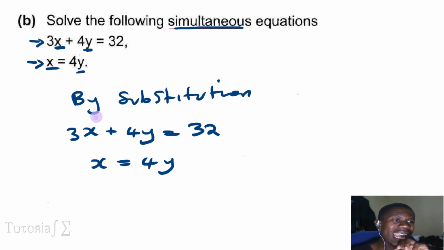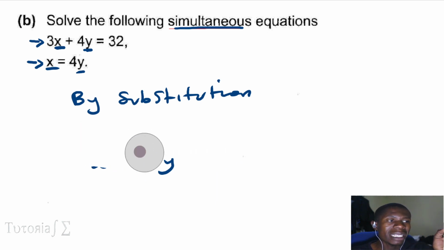But the idea in the substitution method is you get any equation and you make x the subject of the formula or y the subject of the formula. So in this case, we can get either equation 1, if we choose to make x the subject of the formula, then we replace that x in equation 2. Okay, so that is the idea.